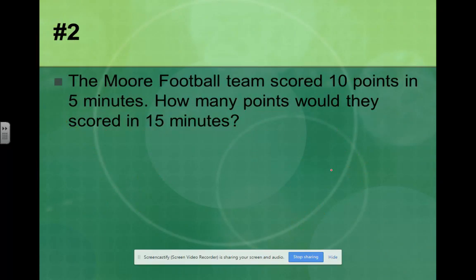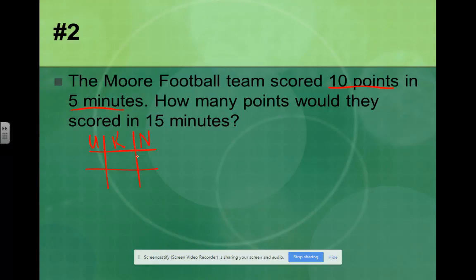In example number 2, it says the Moore football team scored 10 points in 5 minutes. How many points would they score in 15 minutes? Now, assuming that we're talking about at the same rate, how many points would they score in 15 minutes? I mean, realistically, we know that football isn't always a proportional relationship, but in this problem, we're kind of looking at that. So we want to set up our UKN.